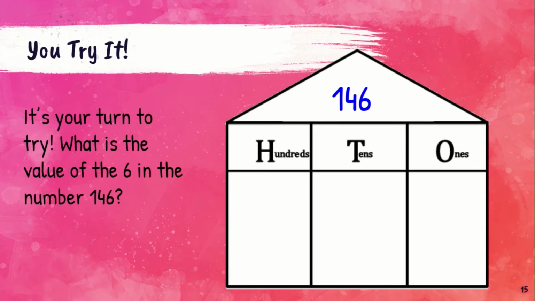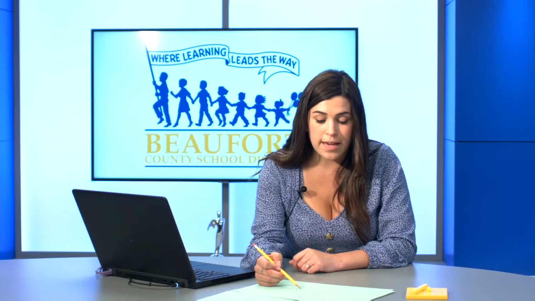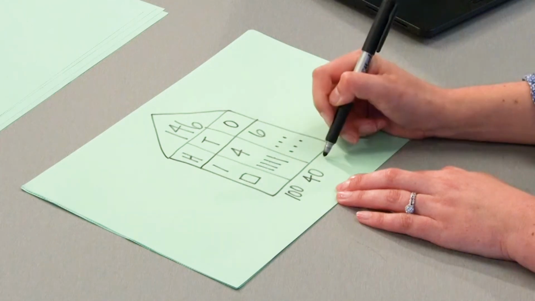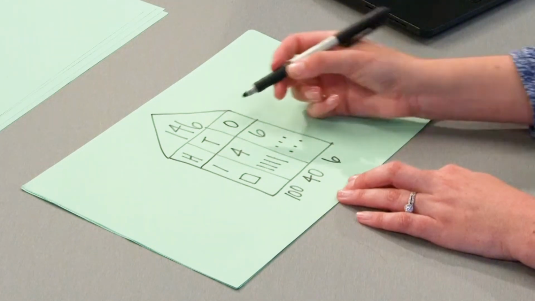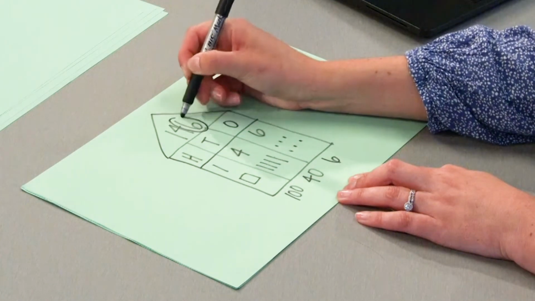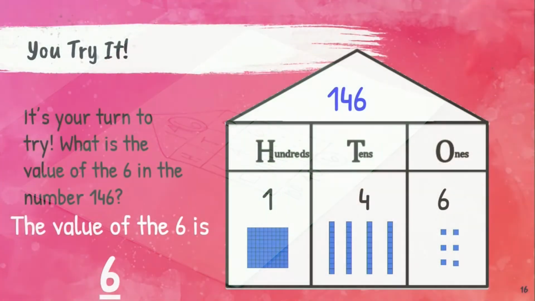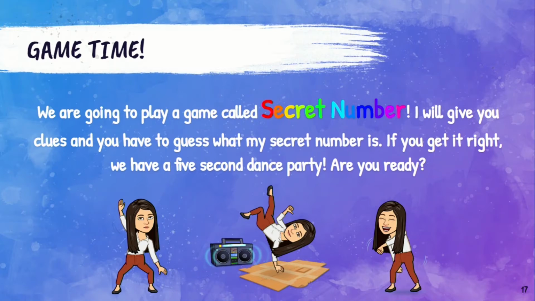So the 6 is in the ones place. So we're going to count up our cubes, or our ones. We have 1, 2, 3, 4, 5, 6. So what is the value of the 6 in the number 146? The correct answer is 6. The value of 6 is 6 because it's in the ones place. Great job.